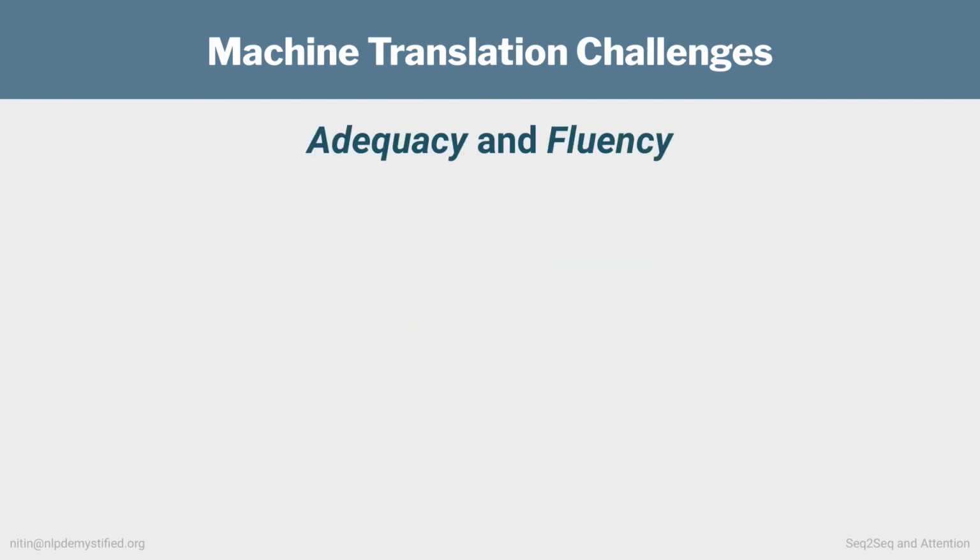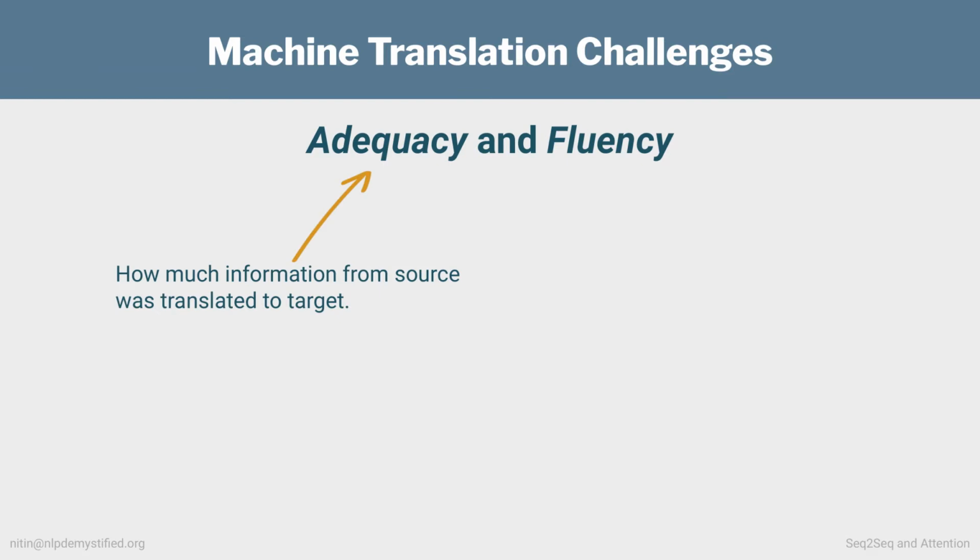Getting the structure right is part of adequacy and fluency. Adequacy is a rating of how much information from the source was translated to the target. Fluency is a rating of how good the target output is. You can have an adequate translation that captures all the information, but lacks fluency because maybe the translation has broken grammar. And you can have a fluent-sounding translation that fails to capture the information from the source.